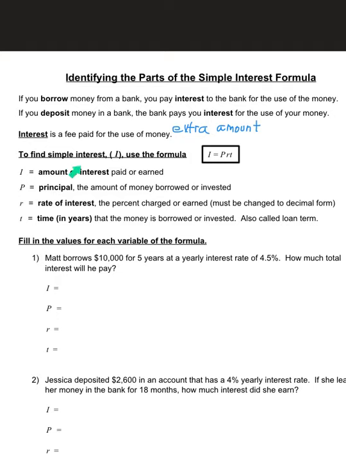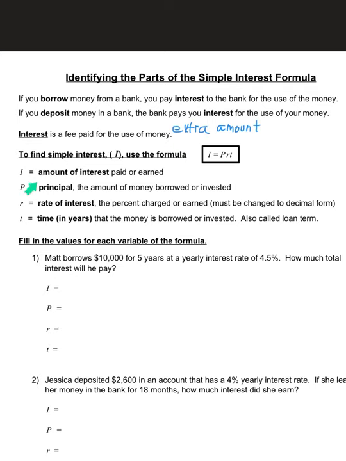Now, to find simple interest, which is represented by the variable I, you're going to use this formula, I equals PRT. It's not a formula you have to memorize. It will be on your formula chart. So you just look over there and find the simple interest, and it would say I equals PRT. Now, what in the world do those variables represent?